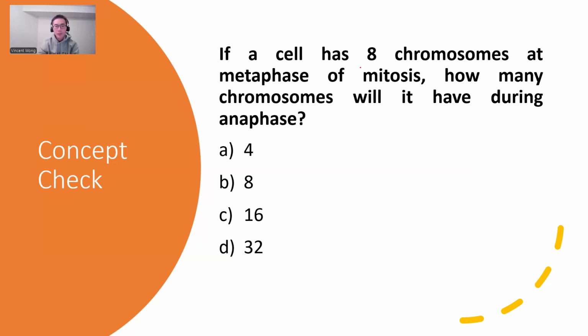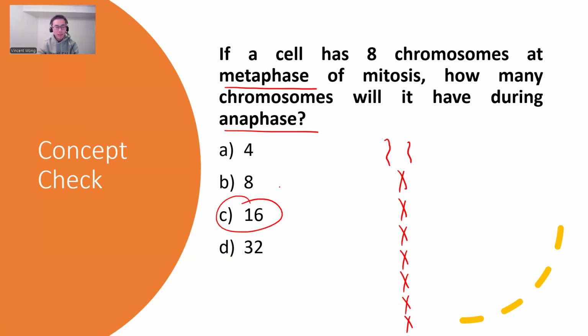All right, so there are 8 chromosomes at metaphase. How many chromosomes will it have during anaphase? In metaphase, 8. So 1, 2, 3, 4, 5, 6, 7, 8. And then next is anaphase, which means these things will get split. It'll get split into 2. Each one gets split, split, split, split, split. So it's 8 times 2, which is 16.